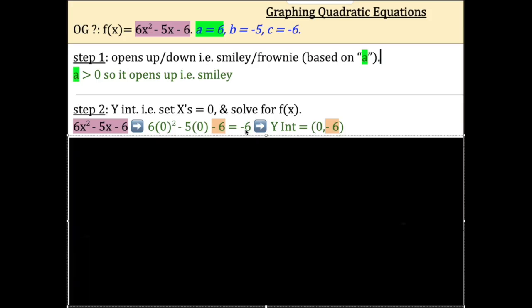You end up with what, folks? -6, okay? -6. The orange highlight should have actually been here. Okay, so your y-intercept is (0, -6).